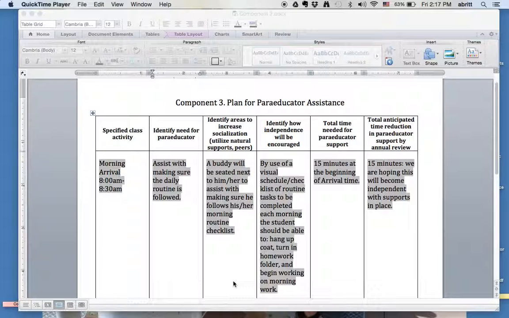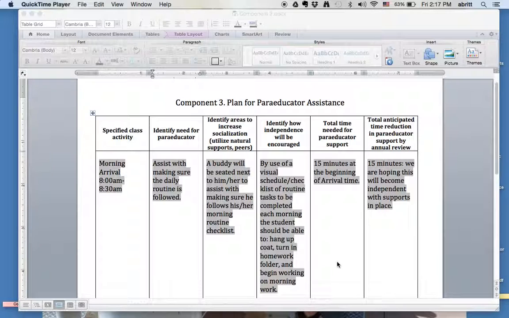Column 3 is where you identify areas to increase socialization for the student. Example, a buddy will be seated next to her to assist with making sure she follows her morning routine checklist. Column 4 is where you can help identify areas where independence can be encouraged. Example, by using a visual checklist, the student should be able to hang up coat, turn in homework folder, and begin working on morning work.